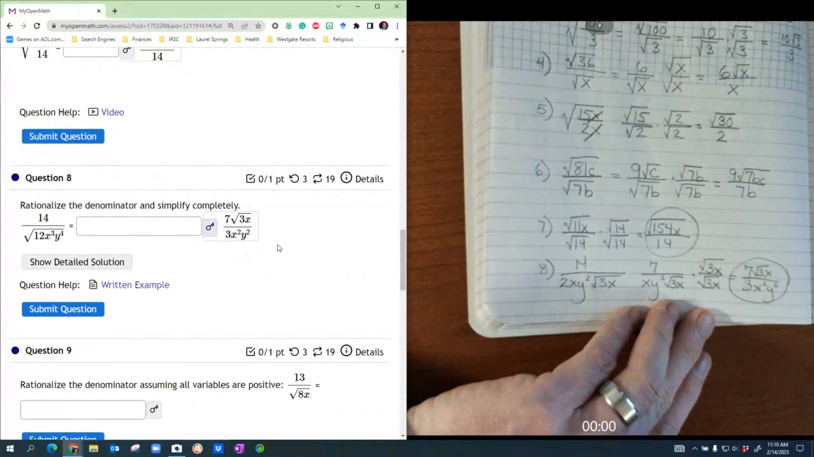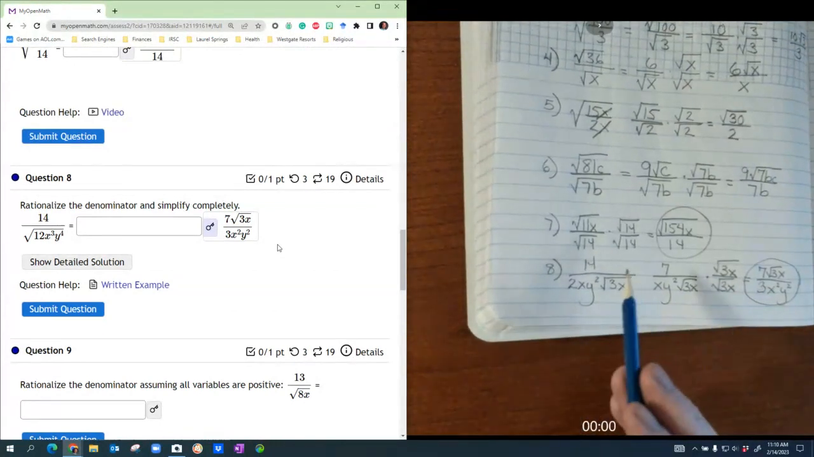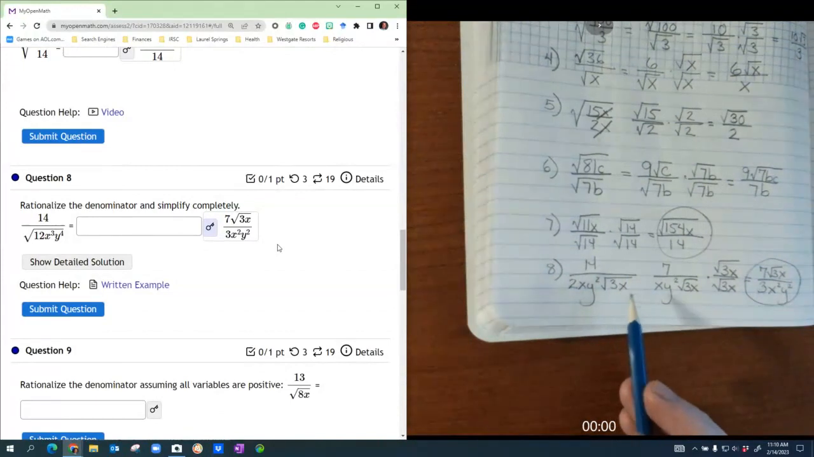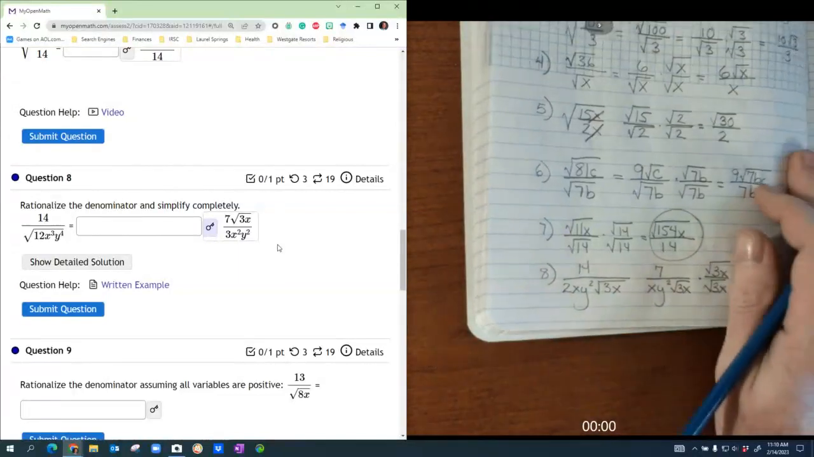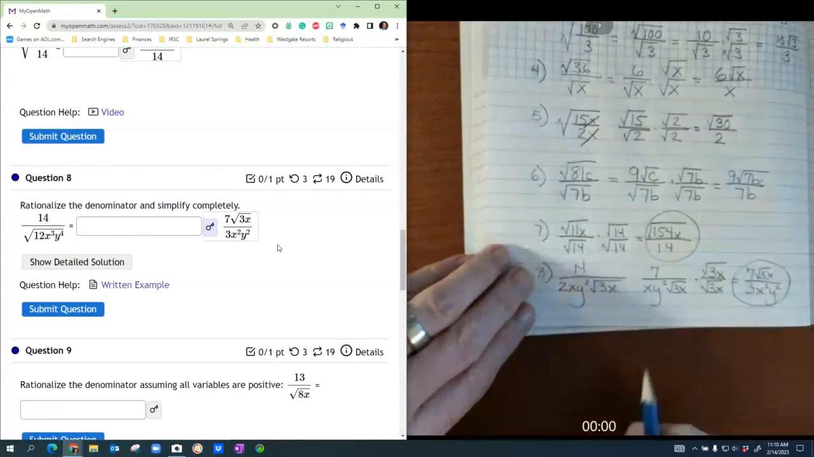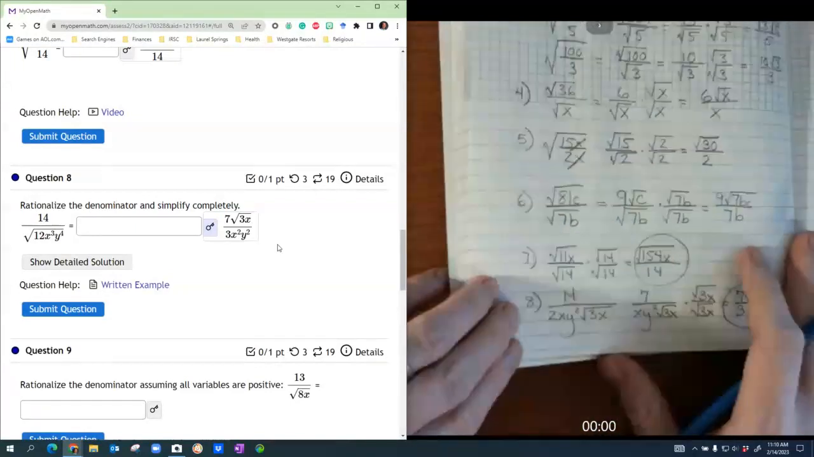Now, I choose to break it down first before multiplying both top and bottom by radical 12 x to the third, y to the fourth. That's going to get explosive values, and it's going to make it longer and harder. Okay? So the strategy is very straightforward when you're using this concept of breaking it down and then rationalizing.